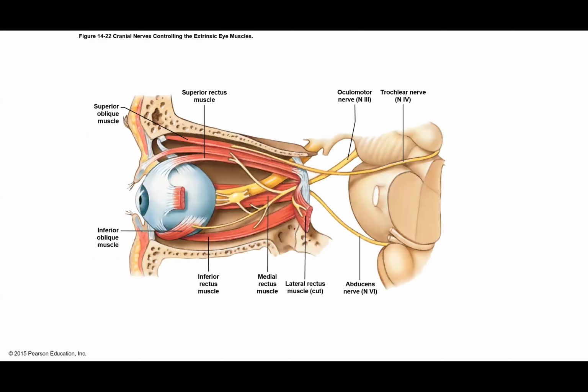Okay, so looking at nerves that pass through the superior orbital fissure, there is our trochlear nerve and our oculomotor nerve and our abducens nerve. All pass through the superior orbital fissure into that posterior region behind the eye and innervate muscles around the eye and then the eye itself.